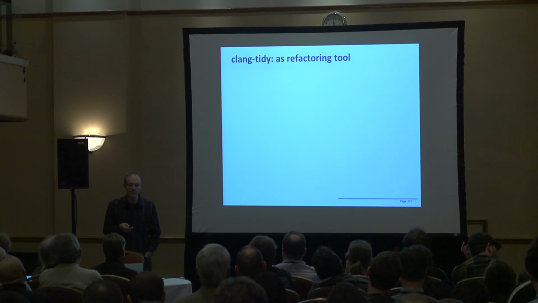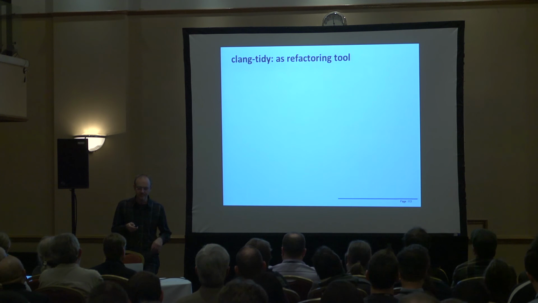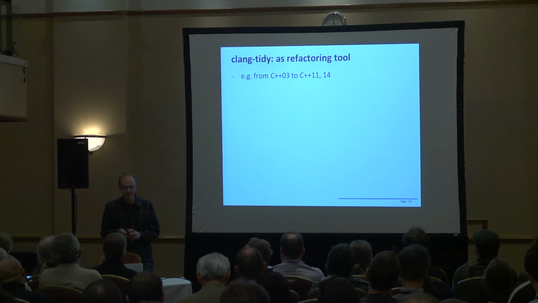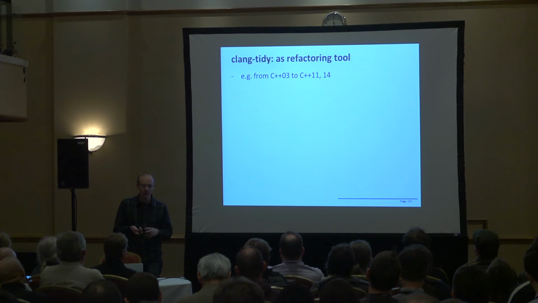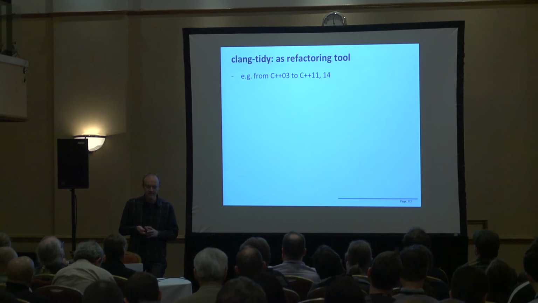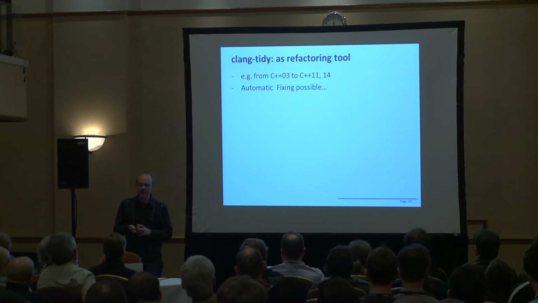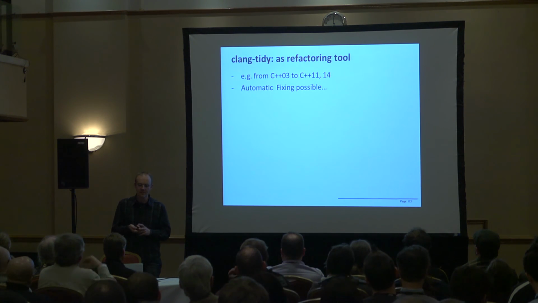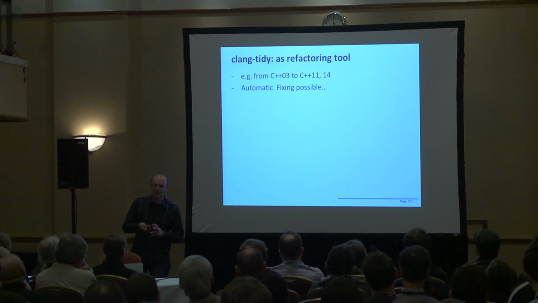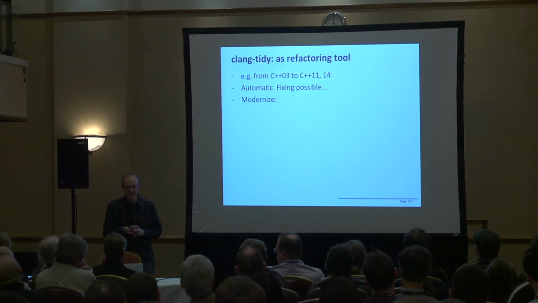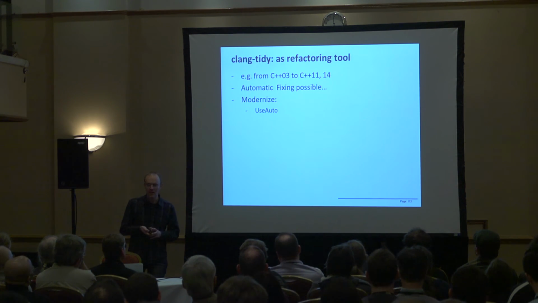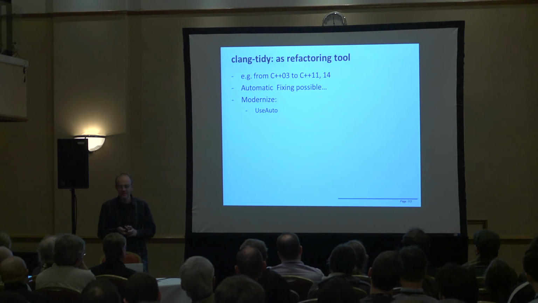So, Clang tidy can also be used as a refactoring tool, for example, to transform your old C++ code to the new style. And you saw that you also can implement automatic fixing. So fix-its are essentially put out on the console here.